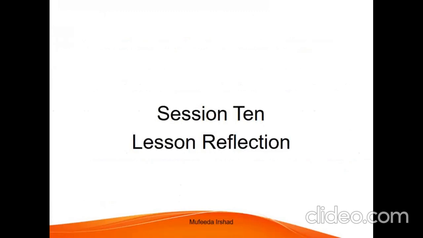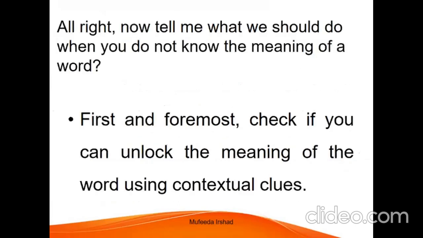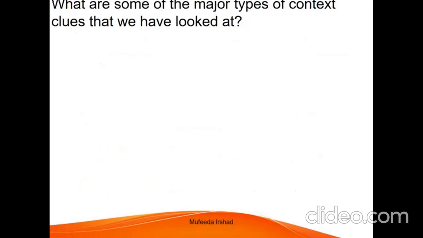We have almost come to the end of the lesson on contextual clues. In session 10, we are going to reflect on what we have been doing so far. All right, now tell me, what should you do when you do not know the meaning of a word? Yes, what you should first and foremost do is to check if you can unlock the meaning of the word using contextual clues.